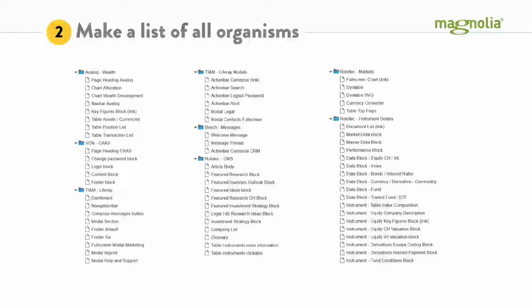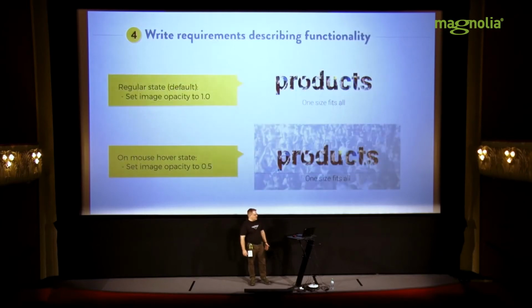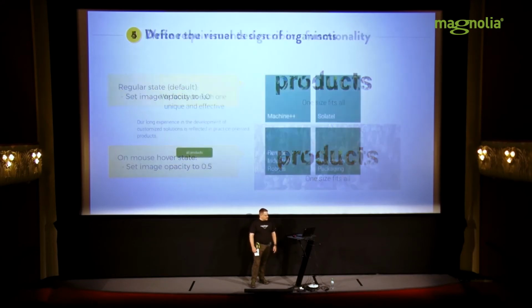So first, we take out all the organisms. So we have a big list of all the organisms that we have in our project, and we work with that list. We start to draw each of those organisms as a wireframe so that at least we have a basic idea how this thing looks like. We add written requirements. For example, what happens if a mouse is hovering. So something that you don't see in the wireframe, we add it as a written requirement to the organism.